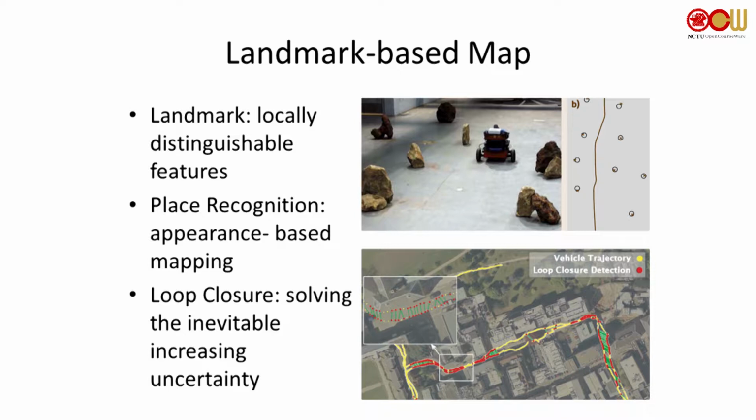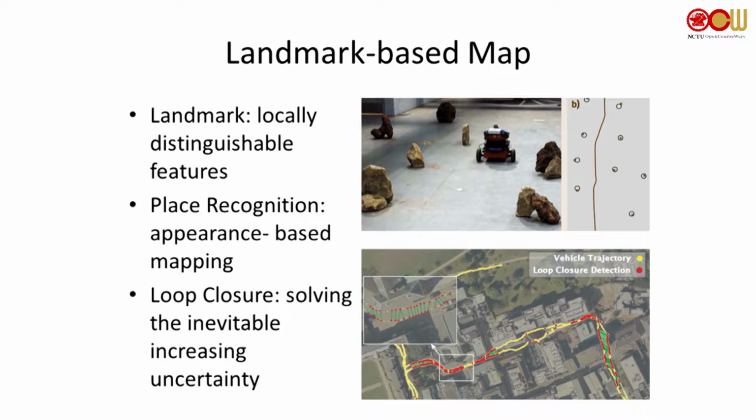The basic idea for landmark-based map is that the landmark is a locally distinguishable feature. In other words, we want something unique in the environment so that our vision could detect it in every single frame. And when we see it from different angles, we could actually get a measurement from where we are. The good thing about landmark-based map is that we could solve the inevitable uncertainty of the robot.